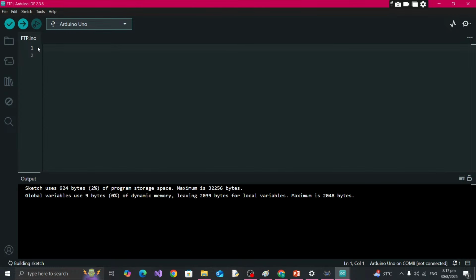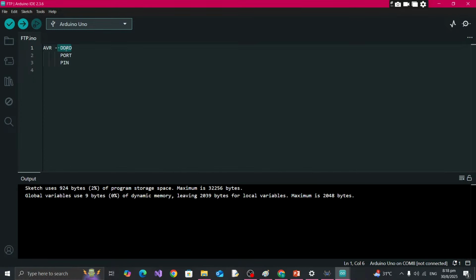Okay, in AVR architecture, we have registers. We have many registers, but these are the primary three registers: DDRD, the port register, and the pin register.